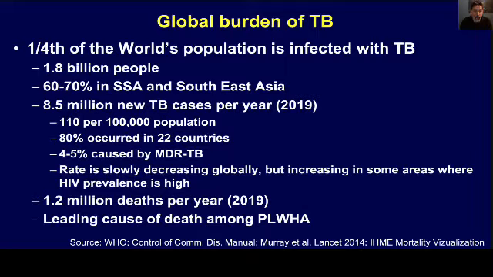About 4 to 5% of these new cases are caused by multi-drug resistant TB. The rate of TB, as we'll see, is decreasing globally, but it is increasing in some areas where the prevalence of HIV is high. TB is among the major infectious disease killers around the globe, with about 1.2 million deaths per year, and it is the leading cause of death among people living with HIV.